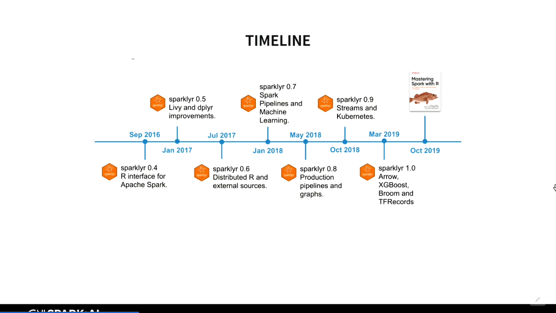Then the next point release was sparklyr 0.5, where we added support for Livy and some dplyr improvements. Livy is an Apache project that provides a web interface into Spark as an API. It's the one available that you can also use with sparklyr. And in sparklyr 0.6, we added support for running arbitrary distributed R code.